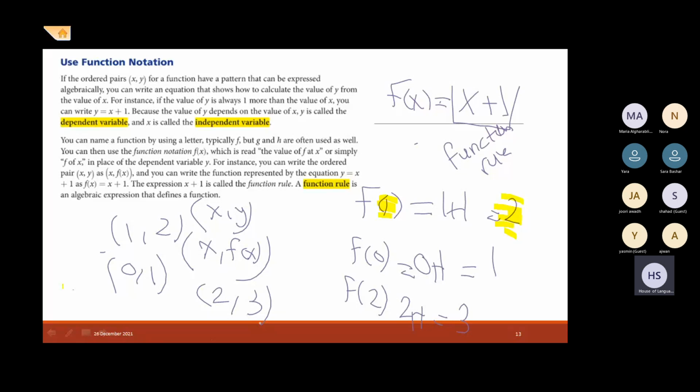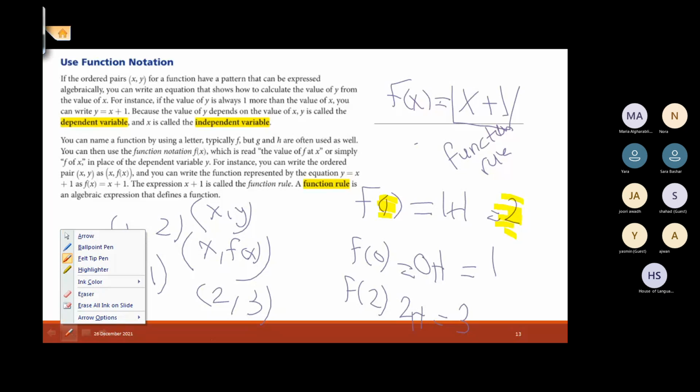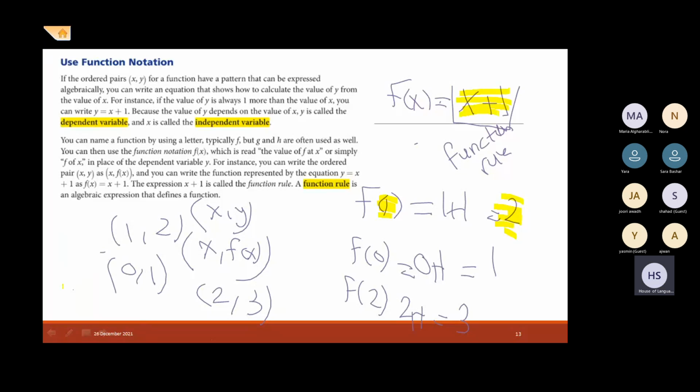So let's remember, this is the function rule. This is the function notation. And how do you read the function notation? f of x. It could be f of x, g of x, and h of x.